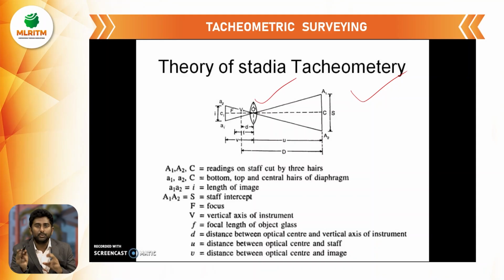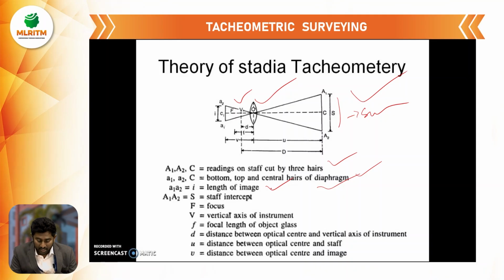A lens should be inserted in the telescope. This is the S. S means staff intercept values. So V is reading the staff cut by 3 hairs, cross hairs. The lens should be inserted and the crosshair should be identified. So bottom and central top of the diaphragm. So I is indicated by the length of the image. S is equal to staff intercept. This is the S value.